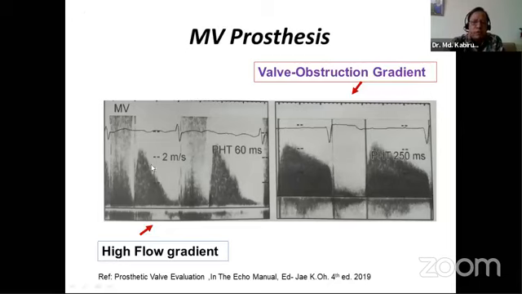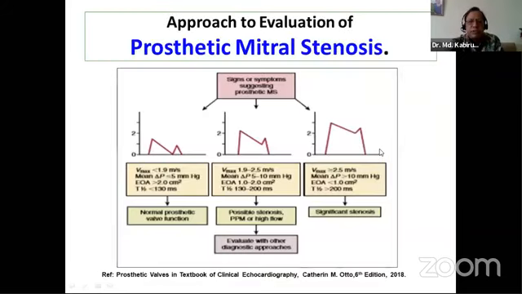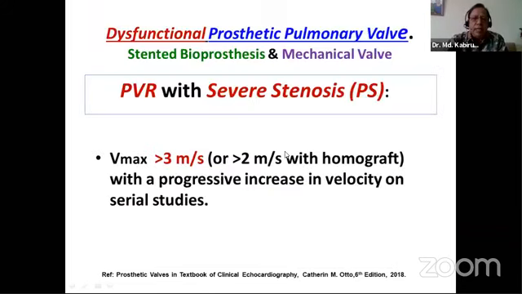So these are two examples. This one has a high flow, high gradient across the prosthetic mitral valve with short pressure half time, but for valve obstruction there is a prolonged pressure half time. This is the algorithm for how to evaluate the prosthetic mitral valve. I have talked about it already.